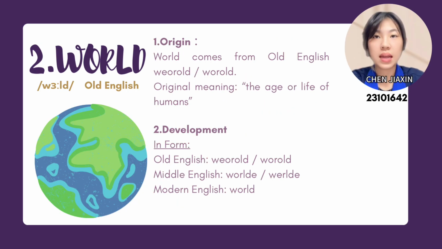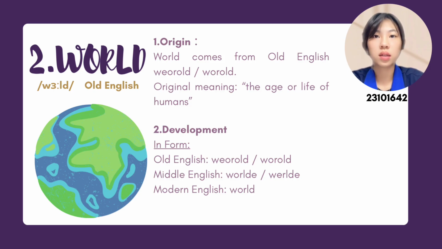Hello, my name is Chen Yaxin. I'm going to talk about the word world. First, let's look at the origin of the word. The word world comes from Old English weorold. It was formed from two older elements. Wer means man or humans, and eld means age, life, or time.